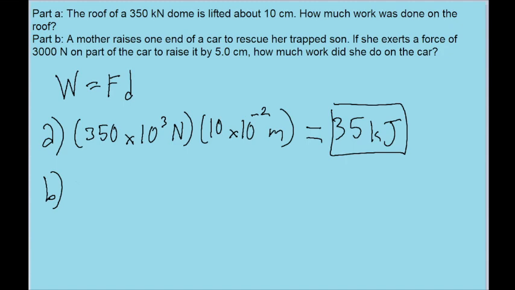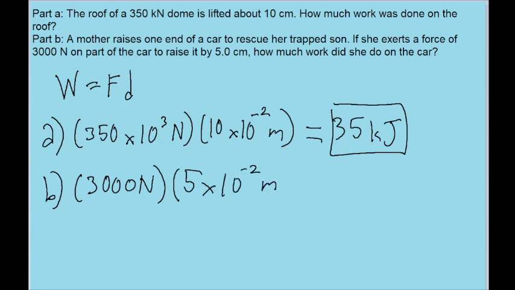And part B is exactly the same. We have 3,000 newtons of force being moved by 5 centimeters, so 5 times 10 to the negative 2 meters, and this one is equal to 150 joules. So now we have written out the work done on both objects in each part of the problem.